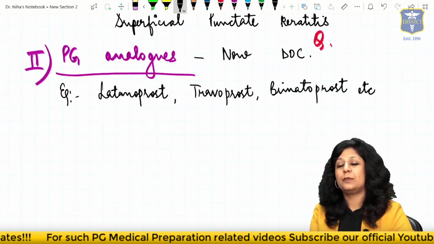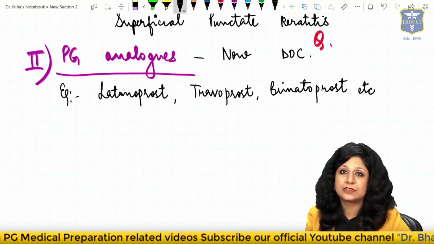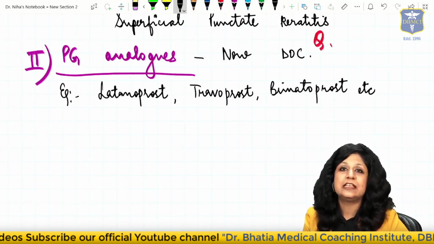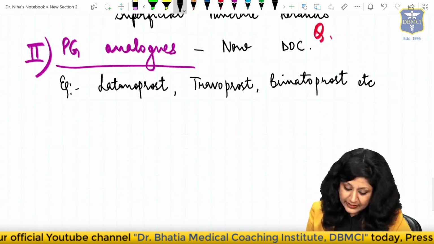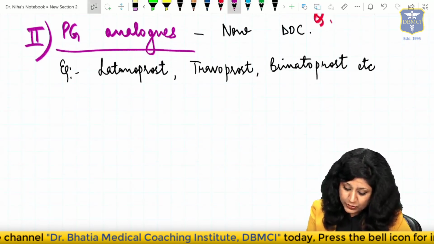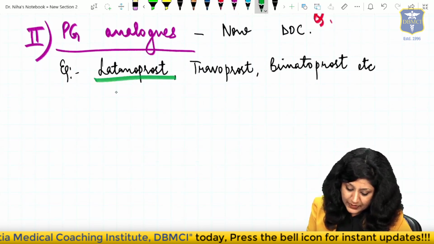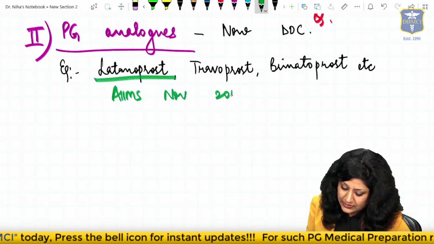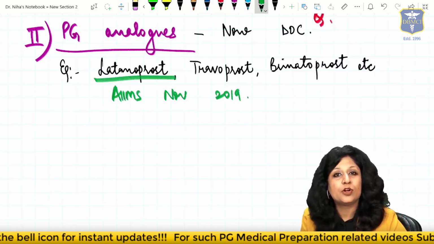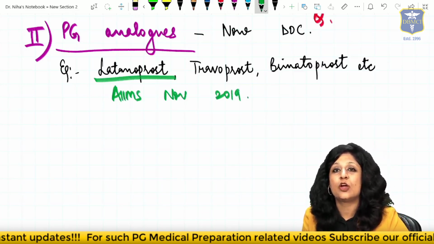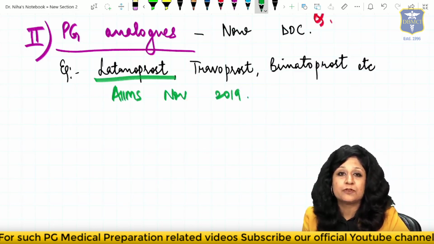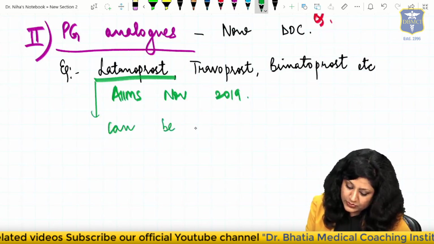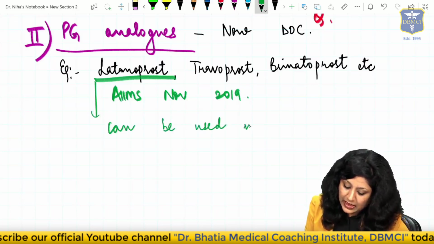The problem is that these drugs are not easily available. There is a problem in availability, plus they are expensive. So if it is within the affordability range, then these are the drug of choice. Recently there was a question on this latanoprost in the AIIMS November 2019. They said that, true and false type, latanoprost cannot be used in bronchial asthma. So that was false. It can be used in the asthma.